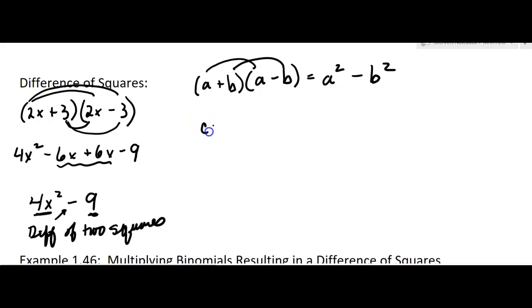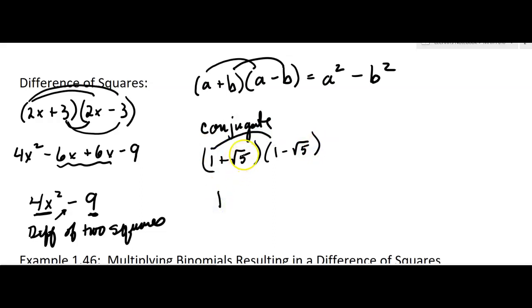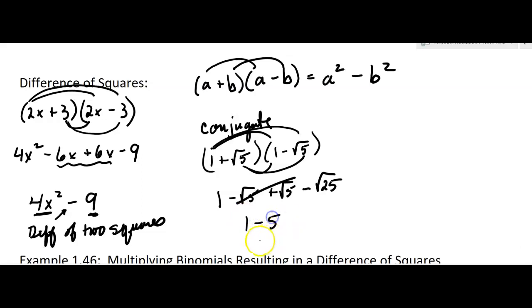Now, we kind of saw this the other day with another video. Remember when we talked about a conjugate? I think we had 1 plus the square root of 5 times 1 minus the square root of 5. And we just had the 1 times 1, and then we had the minus square root 5 and the positive square root 5. And we said, oh, those drop out, those make 0. And then we had minus the square root of 25. And it all wound up being 1 minus 5, which was minus 4. That was the problem I remember from the other video.